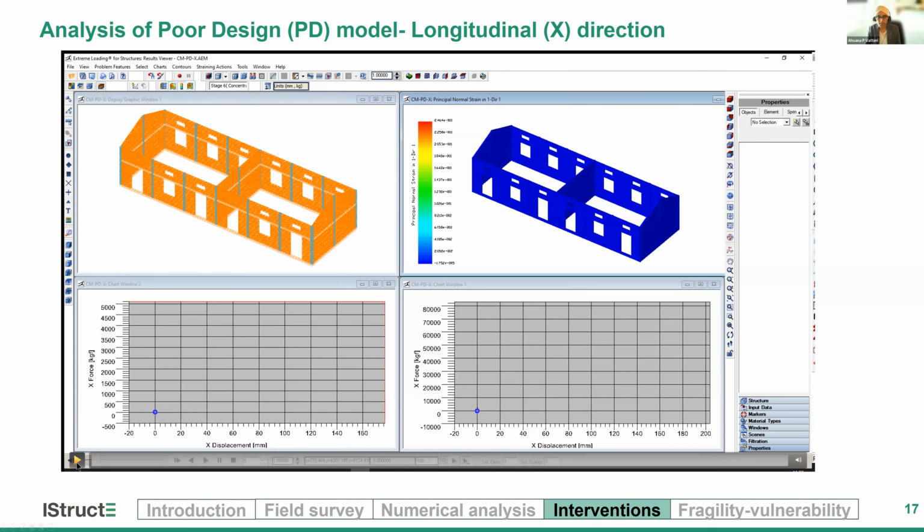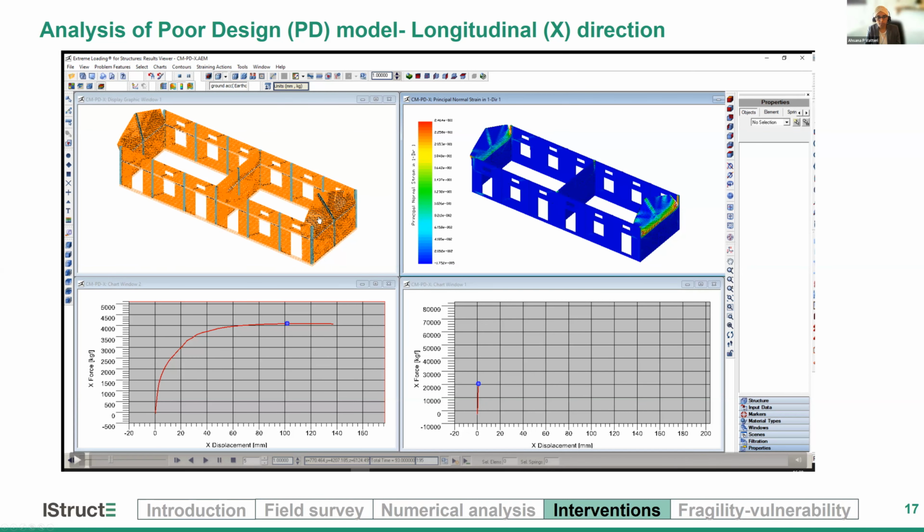So here is the first analysis case. We call this building the poor design model, where we have very limited connectivity between the RC columns and the masonry. We see this analysis in the longitudinal direction, that is the x-axis of this building, which is along the long walls. We see that the out of plane walls, as you can see on the left plot, are deforming way higher than the in-plane walls, as you can see on the right side plot.